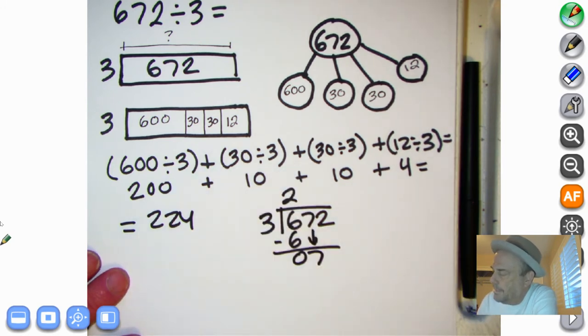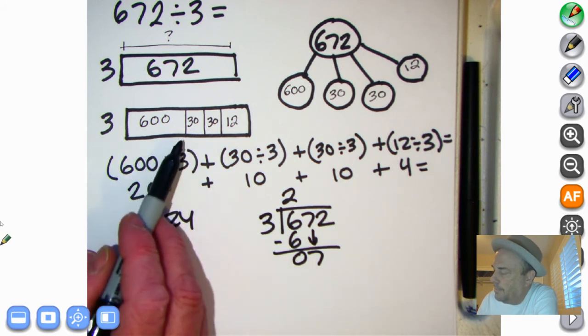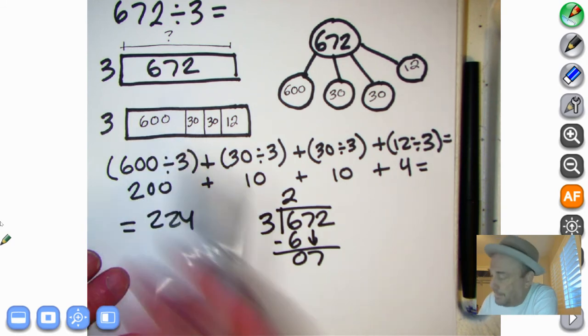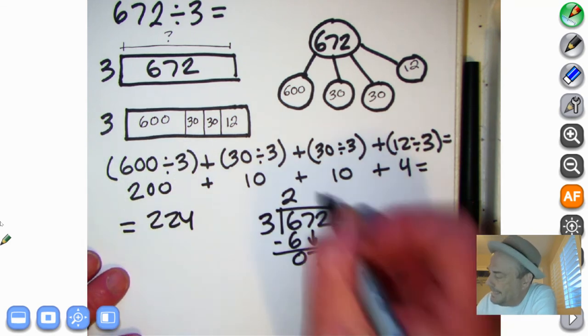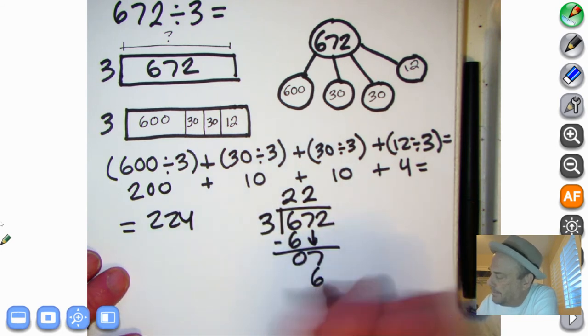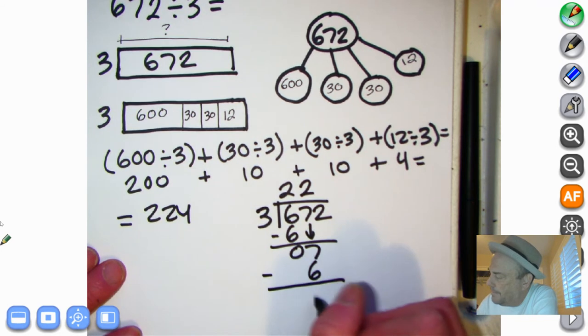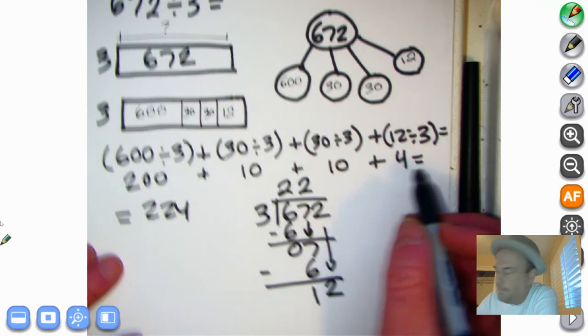Okay, remember what we did? We broke it into 30s, so 3 times what? 3 times 10, excuse me, is 30. So 3 times 20, 10, 20 is 60. We subtract, bring down the 1. We get a 12. Look over here. 12 divided by 3 is 4.